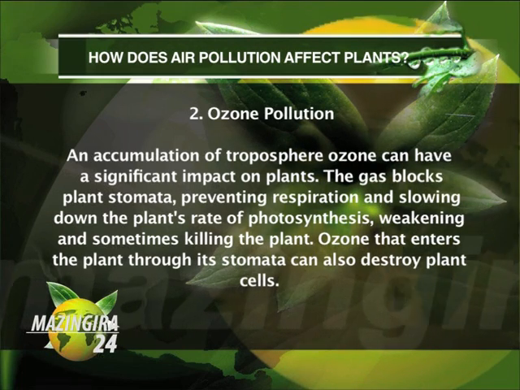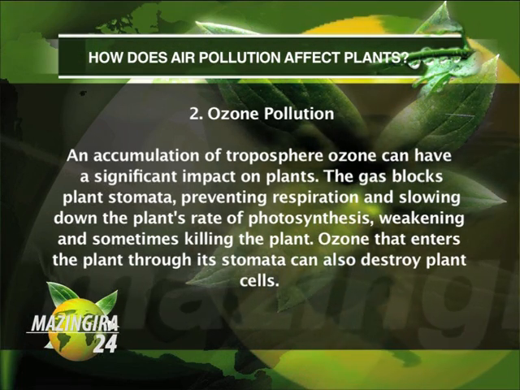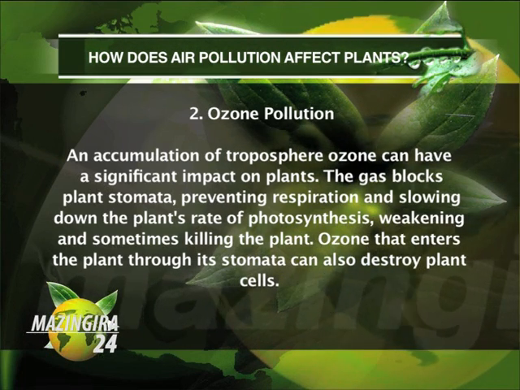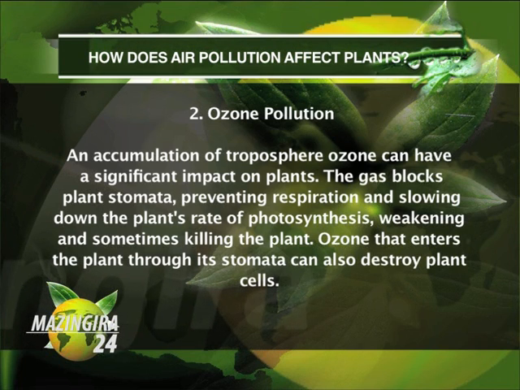Ozone pollution. An accumulation of troposphere ozone can have a significant impact on plants. The gas blocks plant stomata, preventing respiration and slowing down the plant's rate of photosynthesis, weakening and sometimes killing the plant. Ozone that enters the plant through its stomata can also destroy plant cells.